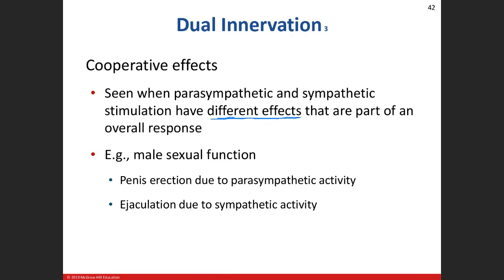So you can see how yes, they're different. One is for an erection, the other one is for ejaculation, but the overall outcome and response is the desired effect. That's how I remembered it from school. Parasympathetic is the pointing, the erection, and the sympathetic is the ejaculation, or the shooting. All right, so that's cooperative effects. Questions so far? No? Okay.